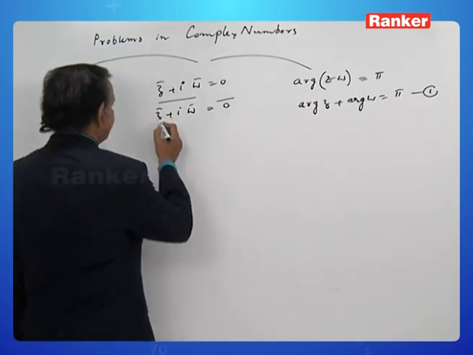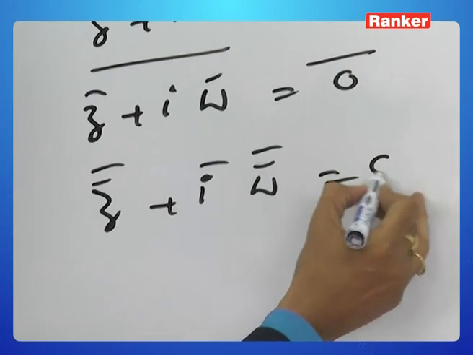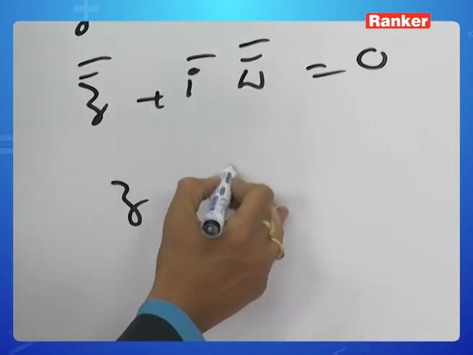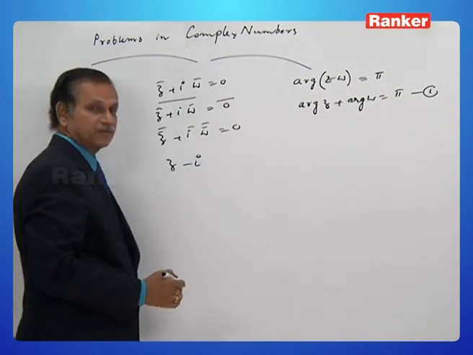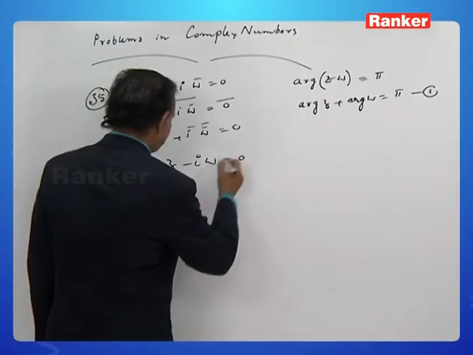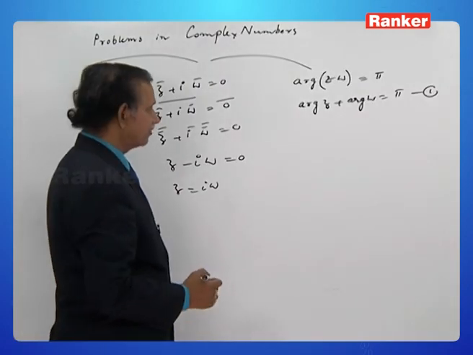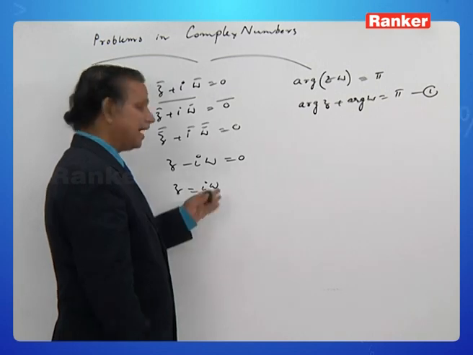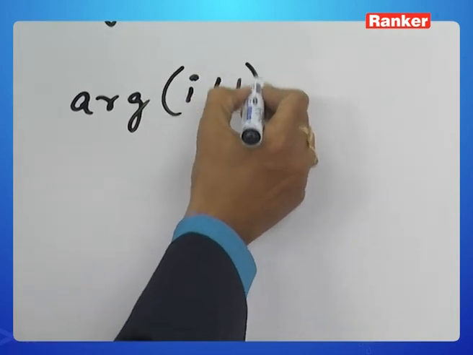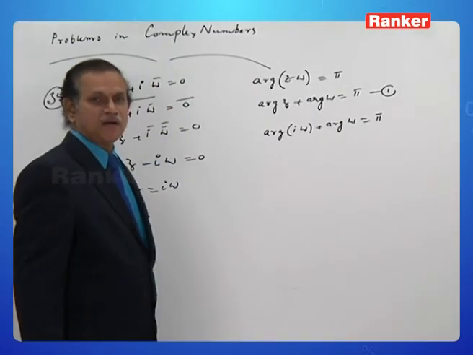Again, 0. Therefore, Z bar bar plus i bar W bar bar is equal to 0. Conjugate of Z bar is again Z. Z minus i W, since what is the conjugate of i? Minus i. So Z minus i W is equal to 0. Therefore, Z is equal to i W, isn't it? So, here in the place of Z, what can you have? i W. Therefore, argument of i W plus argument of W is equal to pi. What is argument of i W?